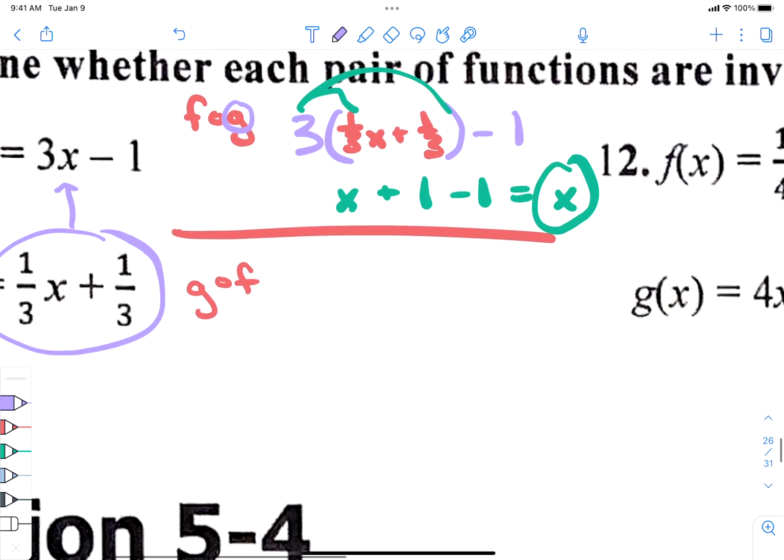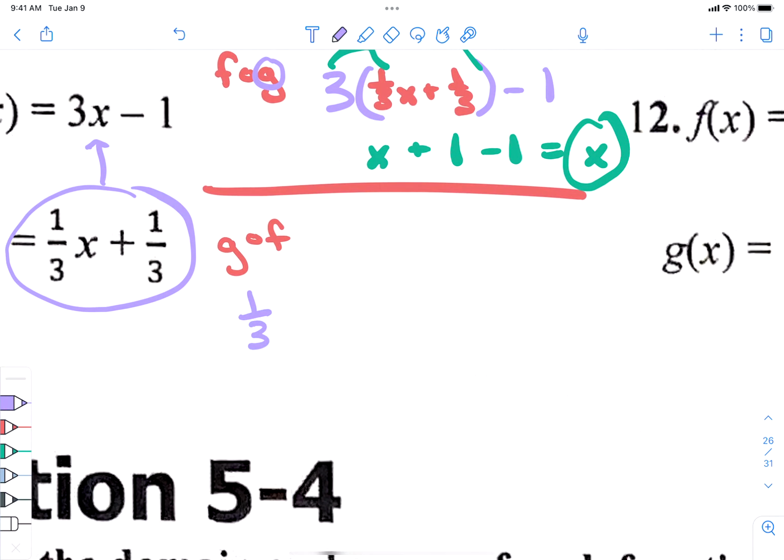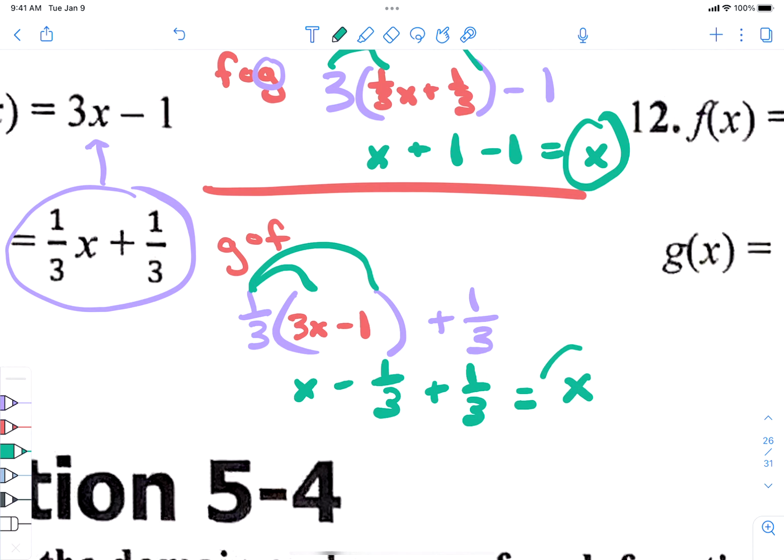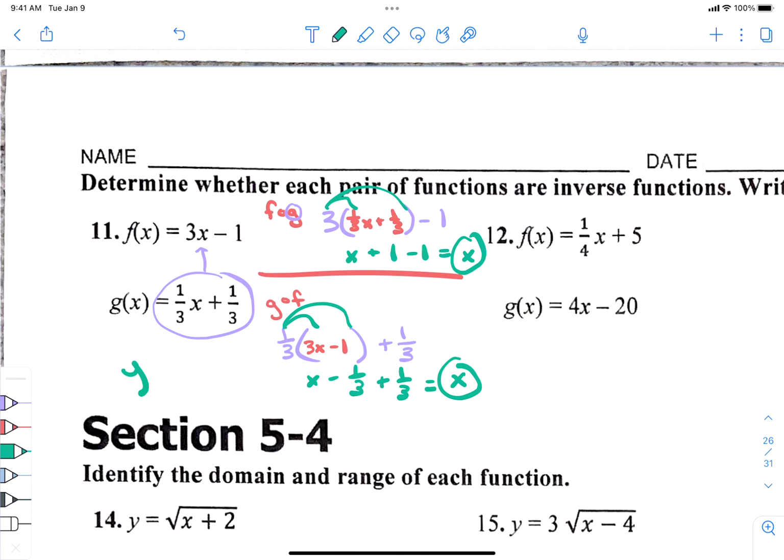So I'm going to start with the 1/3 x plus 1/3, and I'm going to stuff the other stuff in there, 3x minus 1, that's what I'm going to do, okay? Am I going too fast? Are we doing okay? If I distribute the 1/3 times 3x, that's just x, and 1/3 times 1 is negative 1/3, plus 1/3. What's that come out to be? X, right? Those 1/3s cancel off. So what does that mean? Yes, they are inverses.